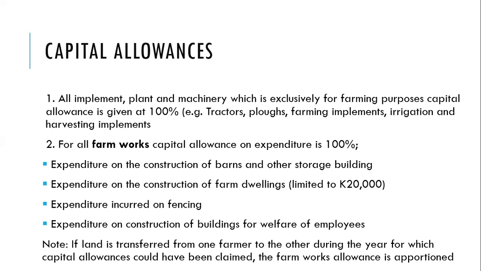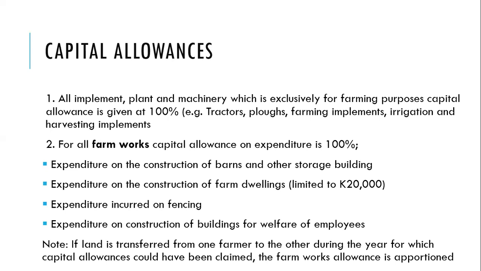Then expenditure incurred on fencing. So we're putting a fence around the farm, maybe to prevent thieves from coming in and stealing our crops. That whole amount is charged as capital allowance, which is 100%. Then expenditure on construction of buildings for welfare of employees. We've got employees on the farm, and these are working for us. The amount that we spend on constructing houses for them is charged as capital allowance, and the whole cost, which is 100%.